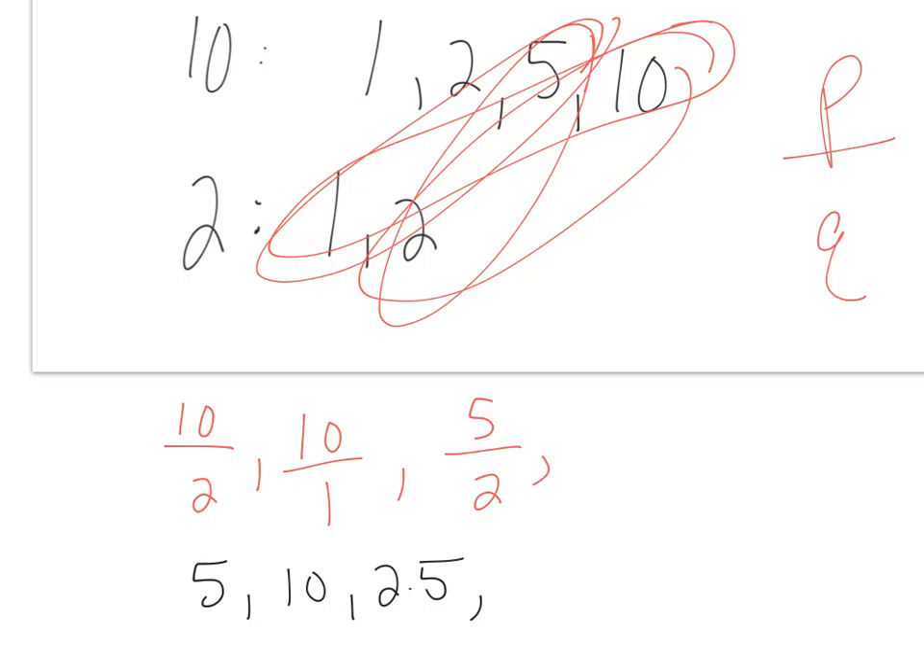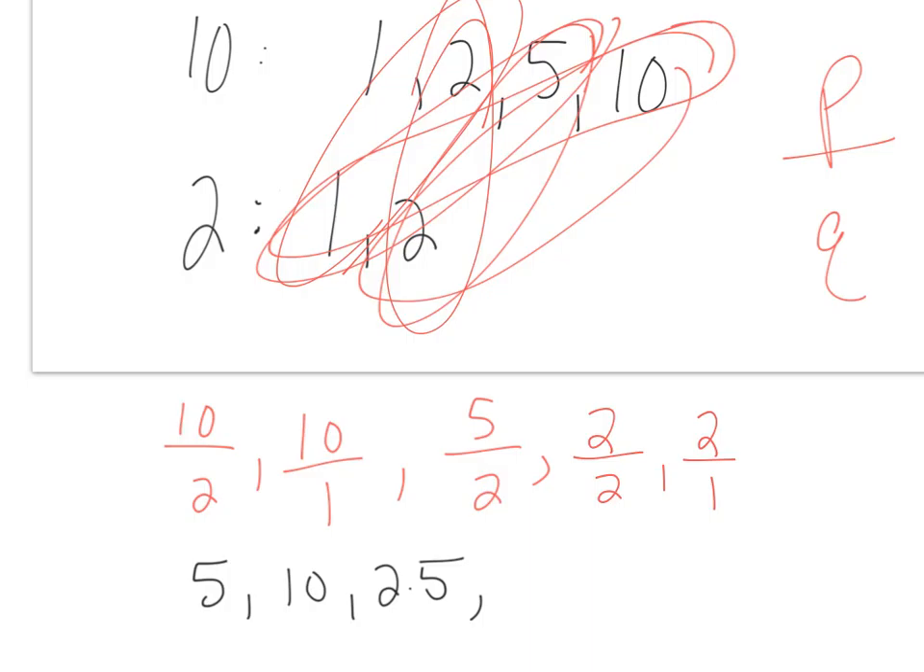But again, you're looking at every possibility of P. P could be any of these 4 numbers up here over any possibility of Q. So we did 10 over 2 and 10 over 1. We did 5 over 2 and 5 over 1. Then we have to do 2 over 2, and then 2 over 1, right? Both of which can be reduced to 1 and 2 now.